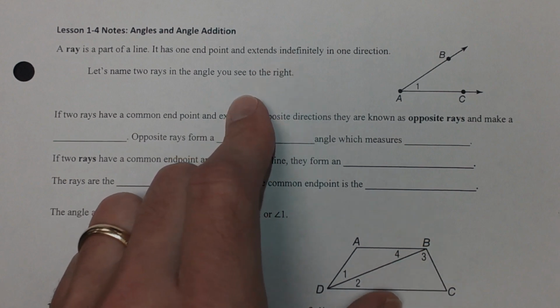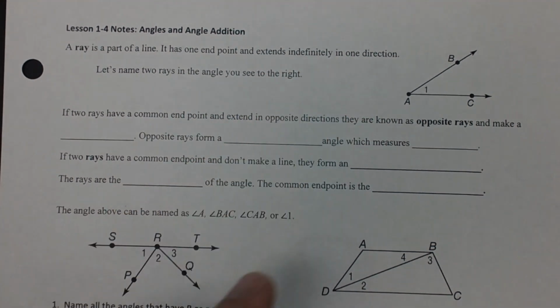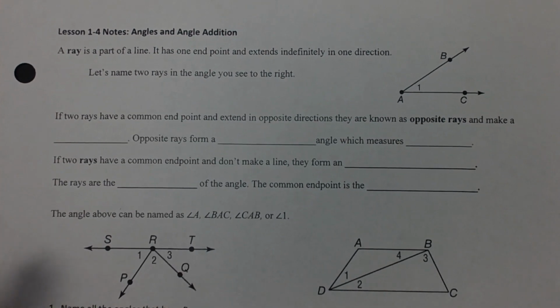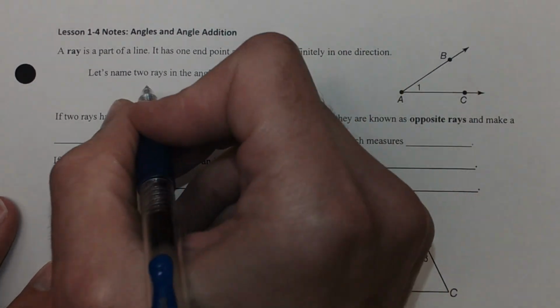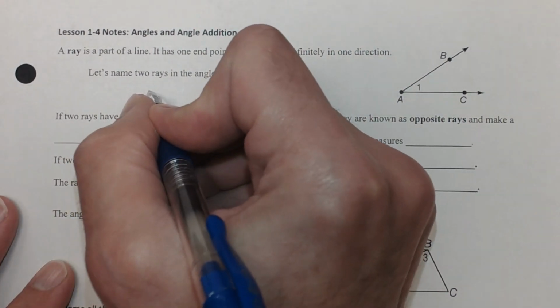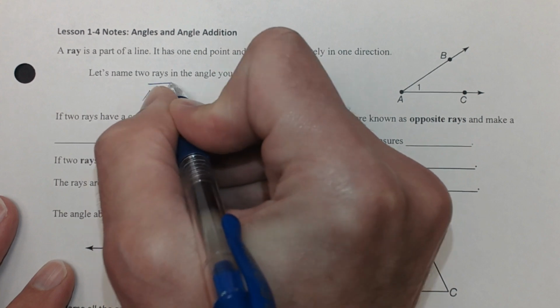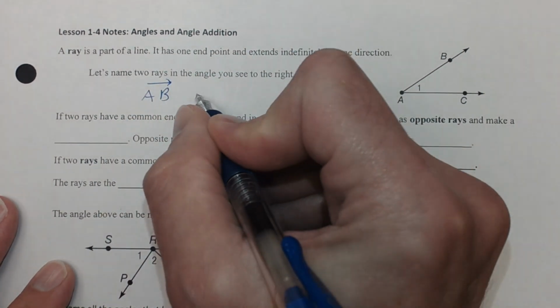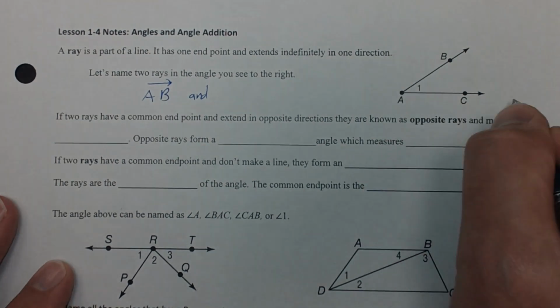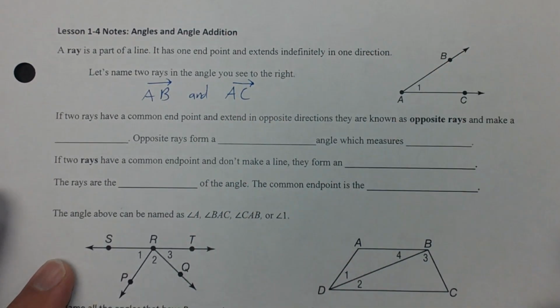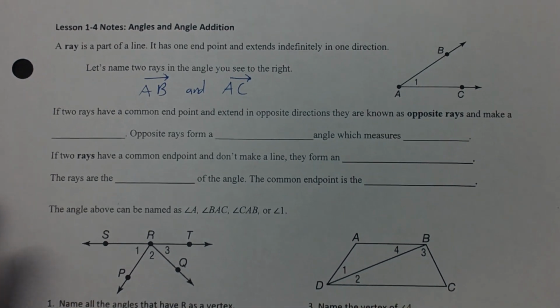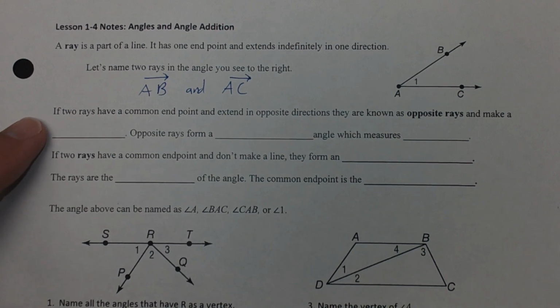Let's name two rays in this angle that you see to your right. One of the rays is going to be right here. It has the endpoint A and it extends in the B direction. So we're going to call that ray AB. And the other ray is going to be ray AC. Okay, so let's go ahead and label this.